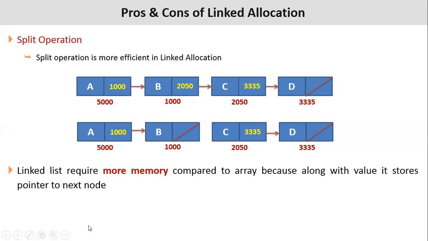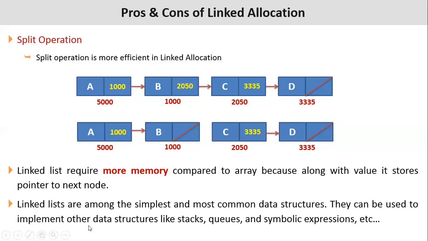A linked list requires more memory compared to an array, because along with the value a pointer to the next node is stored, so it requires more memory. Linked lists are among the simplest and most common data structures. They can be used to implement data structures like stack, queue, and symbolic expression, etc.